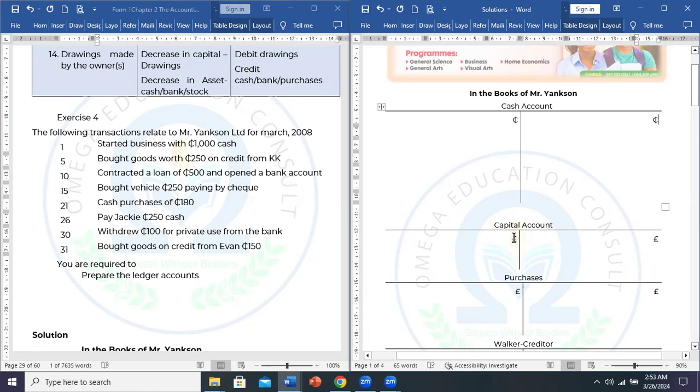Now that we know the two accounts we have to open, which one would we debit and which one would we credit? Yes, I think Bishop will do that for us. Yes, Prof. Bishop. Who do we debit? Who do we credit?